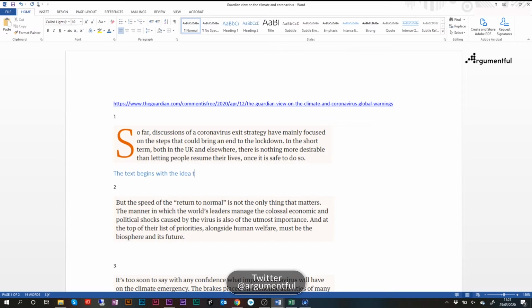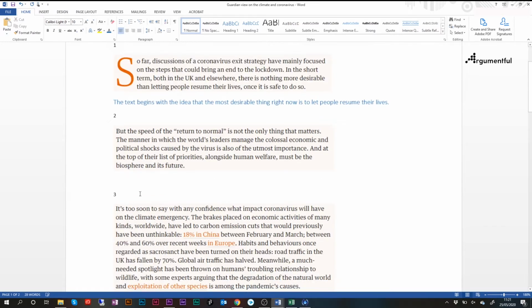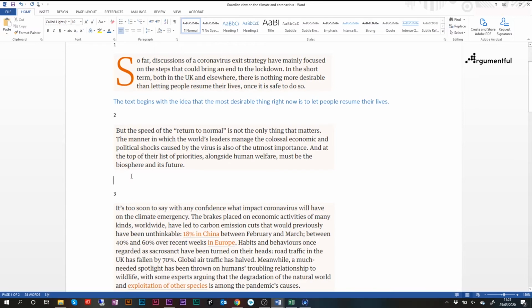Okay, so the text begins with the idea that the most desirable thing right now is to let people resume their lives. Let's move to the next paragraph.